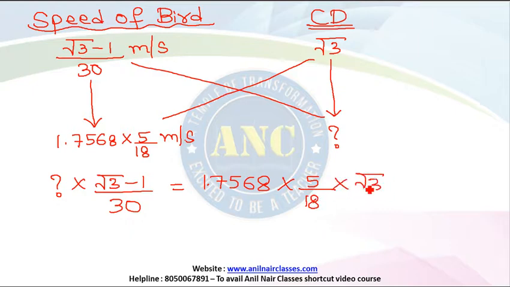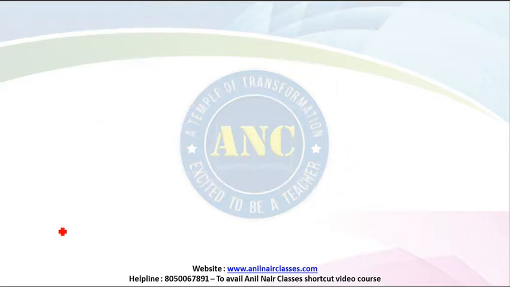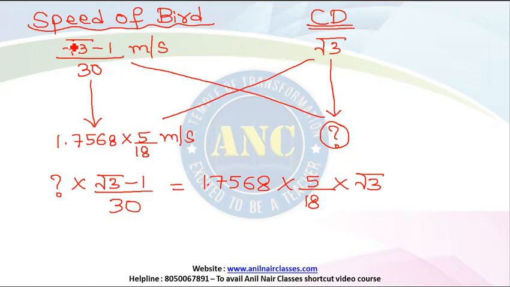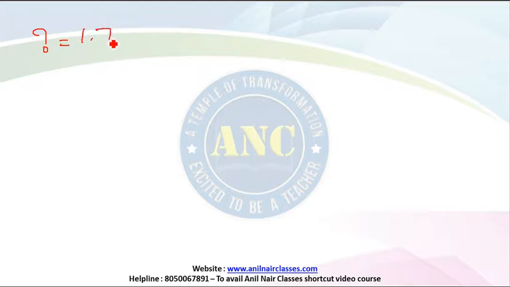I hope the idea is very clear for you. So your question mark value, that is nothing but the unknown variable. Question mark will be equal to, next line I will write it. First I will write the right hand side value, 1.7568 into 5 by 18 into 5 by 18 into root 3.